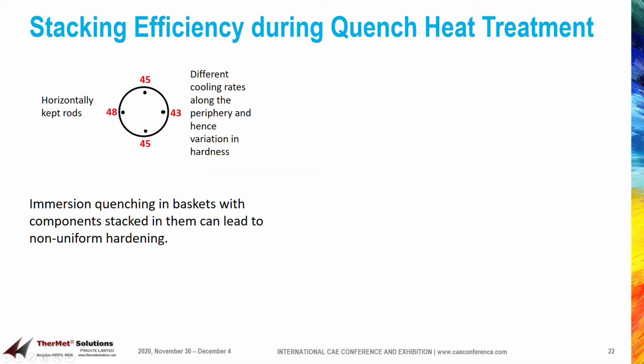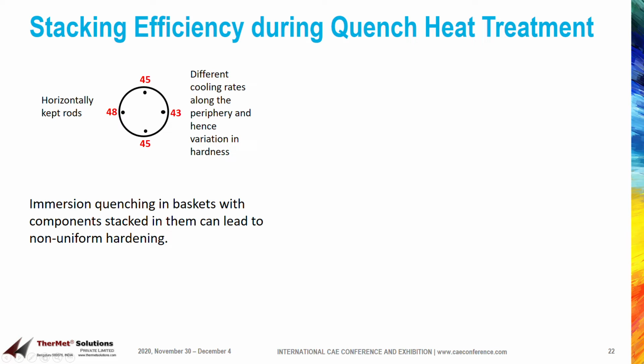Let us look at another case of quenching heat treatment where it was necessary to understand why a certain variation of hardness along the periphery of steel rods, typically of 90 mm diameter, was observed. The hardness was found to vary from 43 to 48 HRC.